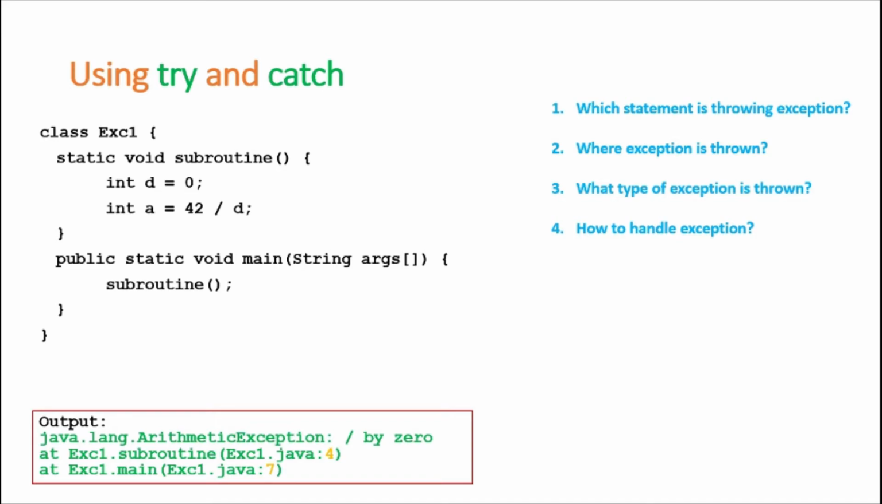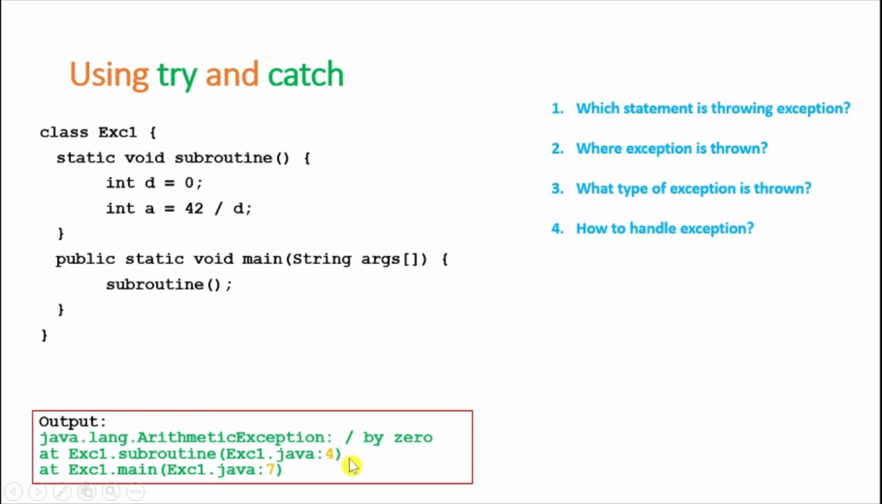In order to answer these questions, let me analyze the output. The output says arithmetic exception has occurred at line number 7 because at line number 7 main method, which is present in class exe1, is calling subroutine method, and this subroutine method, which is present in class exe1, is throwing exception at line number 4.